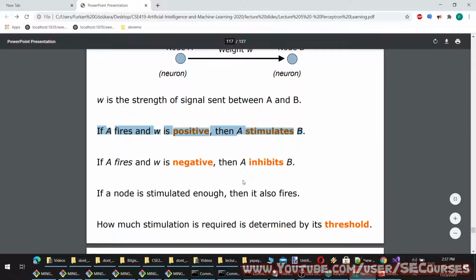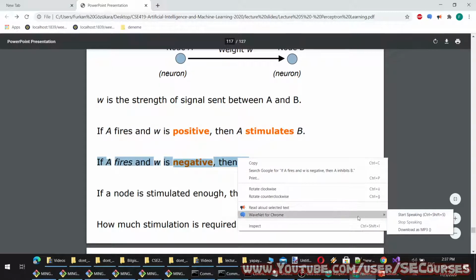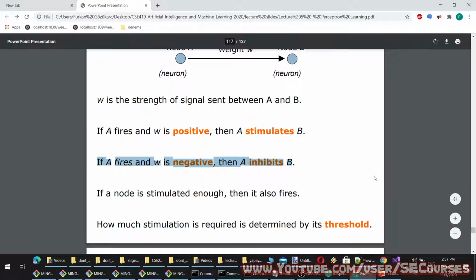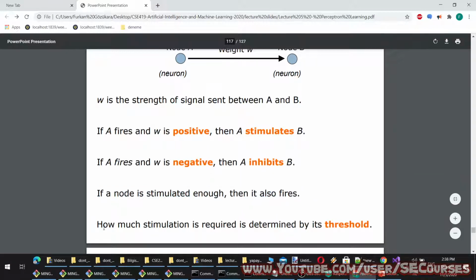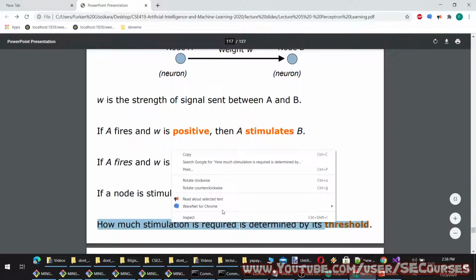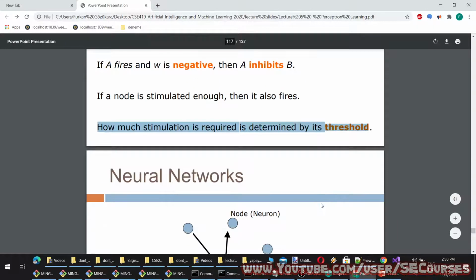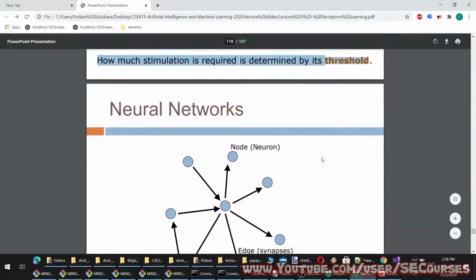If A fires and W is positive, then A stimulates B. If A fires and W is negative, then A inhibits B. If a node is stimulated enough, then it also fires. How much stimulation is required is determined by its threshold.